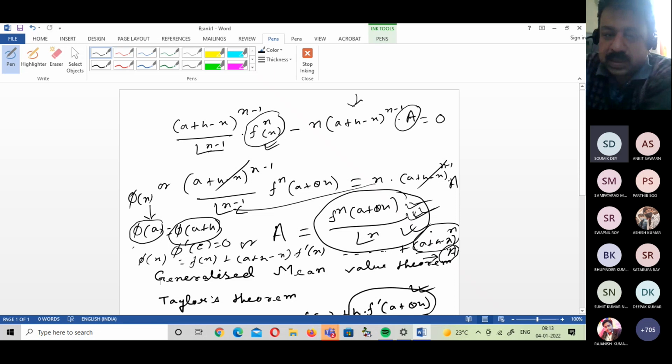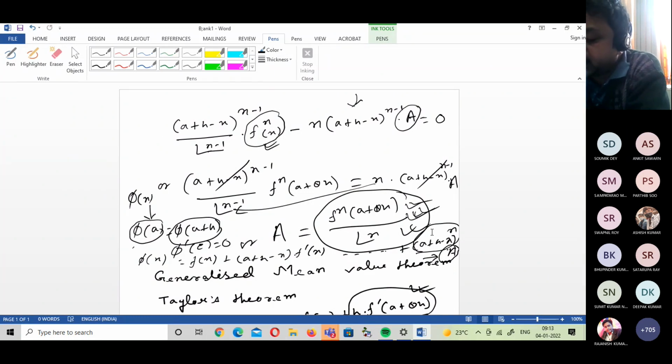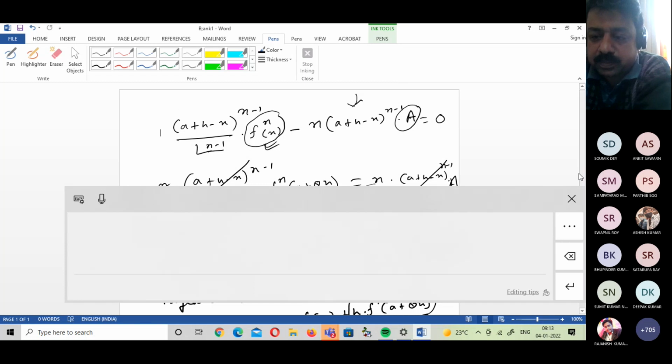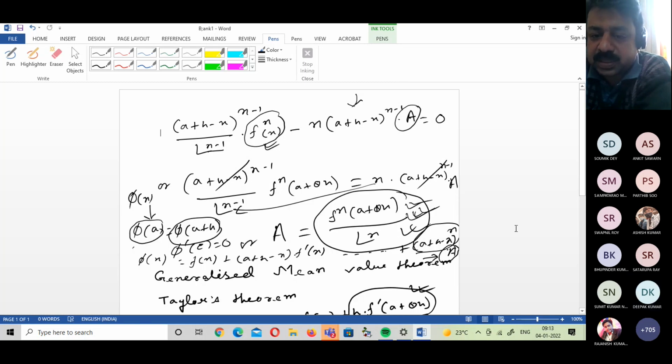So, sir, in this condition we have assumed, what is meant by remainder? Remainder is the difference between the actual value of f of x and the polynomial expansion that you have done. That is phi x that you have expanded. You have expanded the function by a polynomial, but there is some error. That error is the remainder.